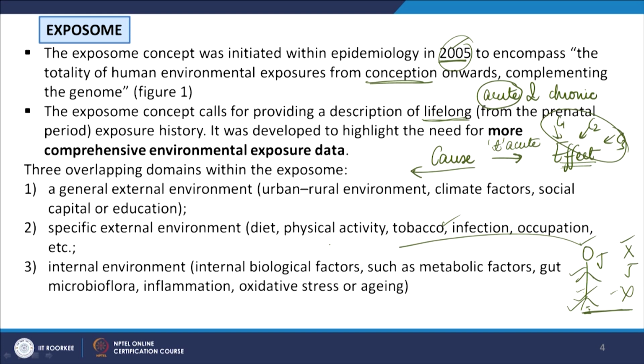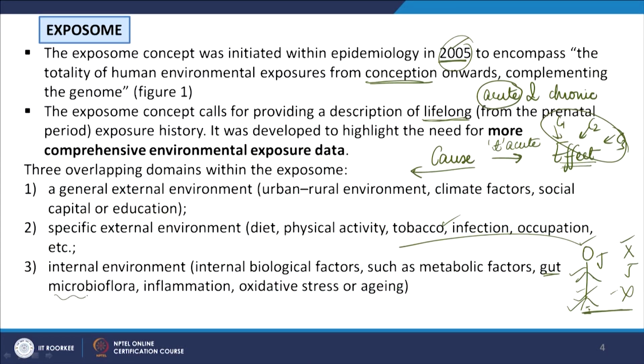Now, we have figured out the external environment, the general and the specific. Next, we want to understand your internal environment. For example, what are the metabolic factors in your body? What are the different characteristics of your serum, your blood, your microbial communities, the juices in your body? What is your gut microbioflora? And what we are finding is that the gut microbioflora affects not only gut related diseases and allergies and chronic conditions, but also has impact on the entire health.